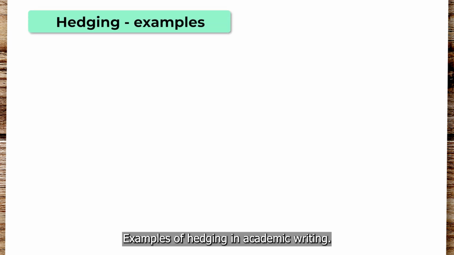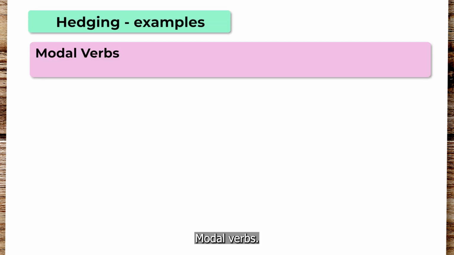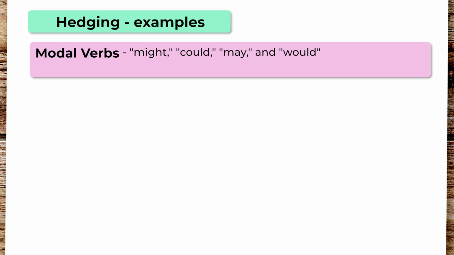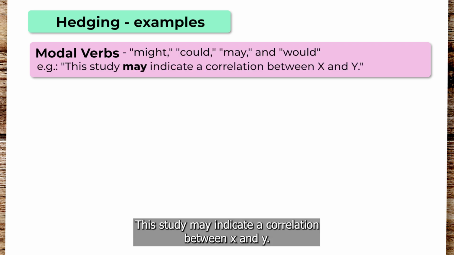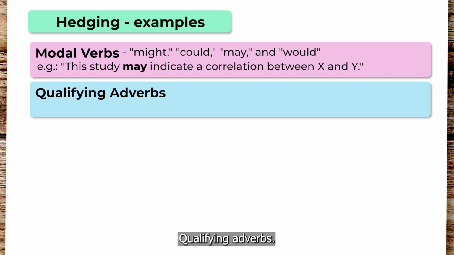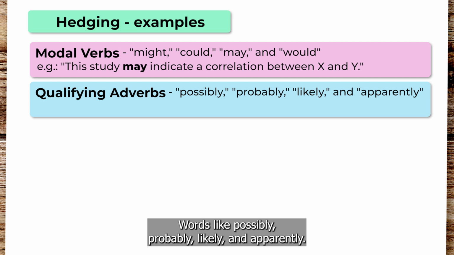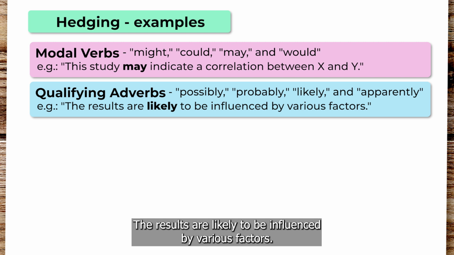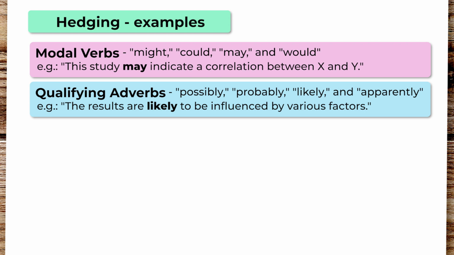Examples of hedging in academic writing. Modal verbs, words like might, could, may, and would. Example, this study may indicate a correlation between X and Y. Qualifying adverbs, words like possibly, probably, likely, and apparently. Example, the results are likely to be influenced by various factors.